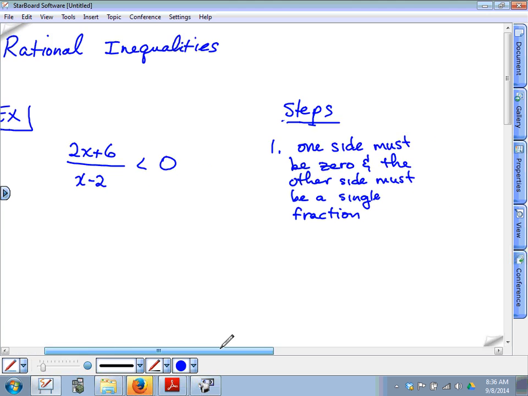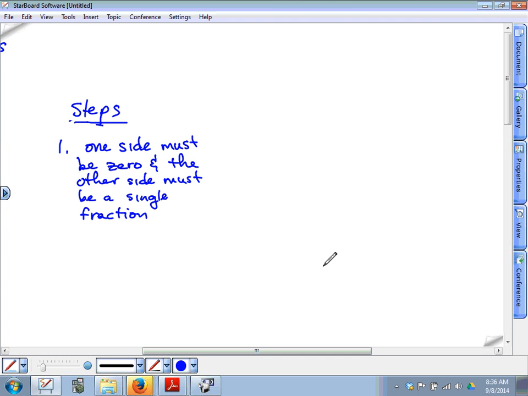Matter of fact, I'm actually going to go even more simple than that one. We'll get back to that one in a second. What if we just had the expression 1 divided by x less than or equal to 0? Why is it so important that one side is 0 and that the other side is a single fraction? For what values of x is that true? What about if x is 5? Is that true for x is 5?